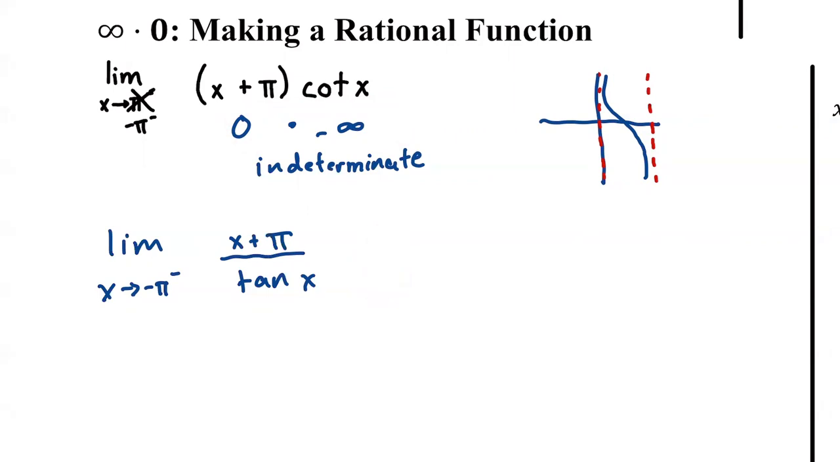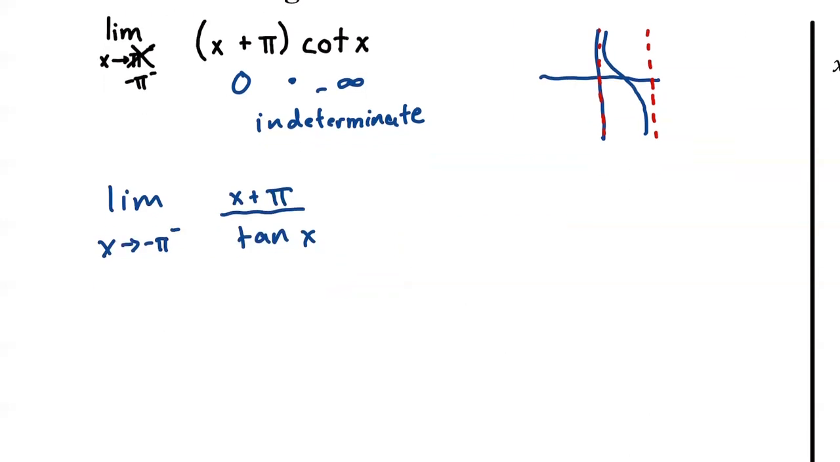Okay, so let's use L'Hopital's rule. So take the derivative of the numerator and the denominator separately, and it'll have the same limit as our original function. So the derivative of x is 1. The derivative of pi is 0. So there's the derivative of the numerator. The derivative of the denominator, well, remember the derivative of tangent is, if you take 2 seconds, you'll get it, a secant squared.